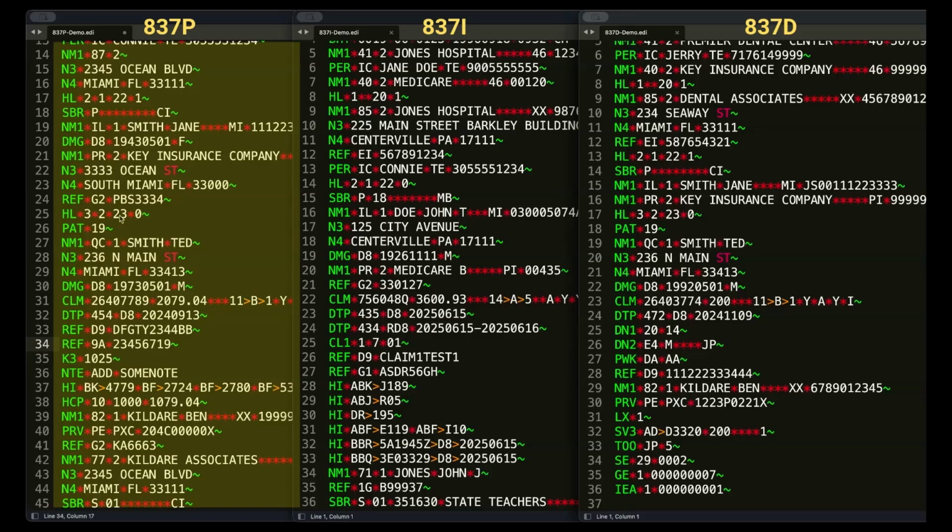And then CLM 0502 is B. As we already learned, CLM 0502 is B for 837P and 837D file types. And CLM 0503, which is the frequency of the claim, is 1, which indicates that it's an original claim. Then you see the DTP 454, which is for initial treatment date in 837P. The claim ID is referenced in REF D9. Then you also see REF 9A. That's because this claim has repricing information being returned to the payer. REF 9A is always used when repricing information is returned.